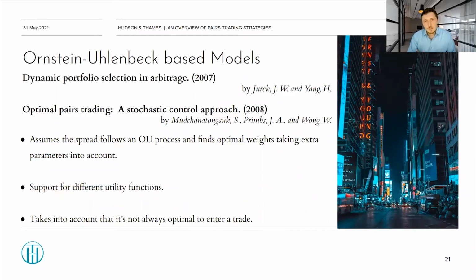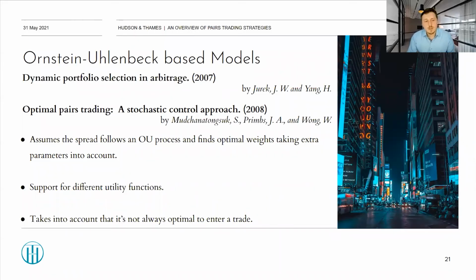The first element in this approach is the Ornstein-Uhlenbeck based models. The general assumption here is that our spread follows an OU process, and we have some extra elements added to it. Those could be expectations of the trader, the volatility of the market, and some extra inputs here and there, which allow us to construct a model for a specific use case that would give us, in some cases, optimal weights for the legs of the spread, the first asset and the second asset, as well as entry and exit levels.